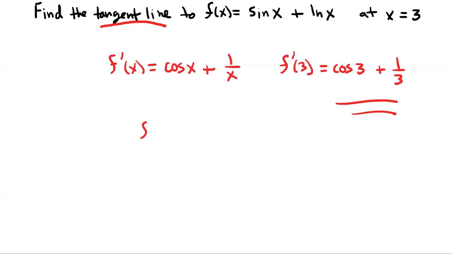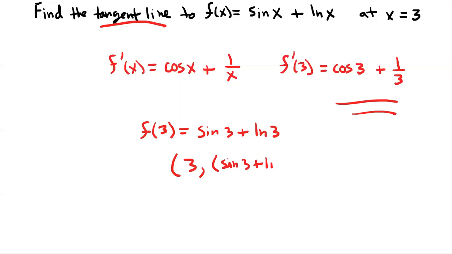My point, I need to get from the original function, so f of 3, which equals the sine of 3 plus the ln of 3. So really, my coordinate point is actually 3, comma, I'm going to go ahead and put this in parentheses, sine of 3 plus ln of 3.